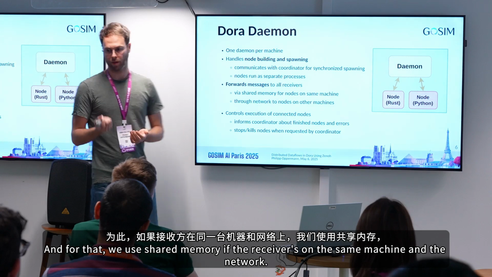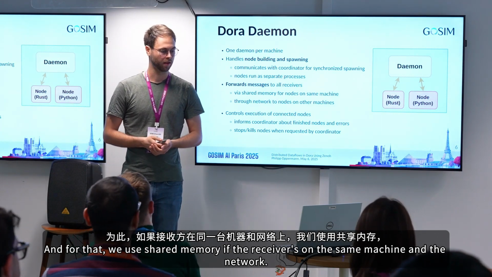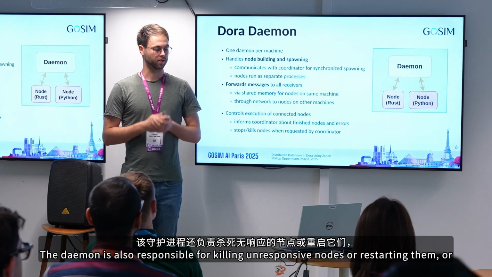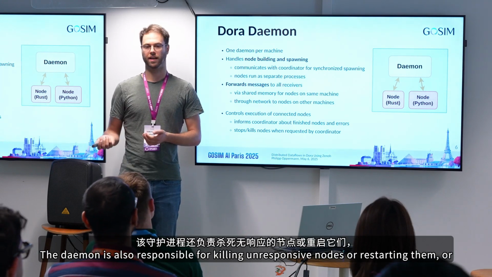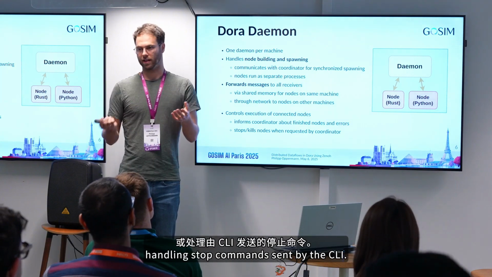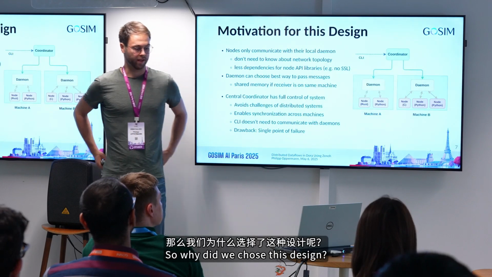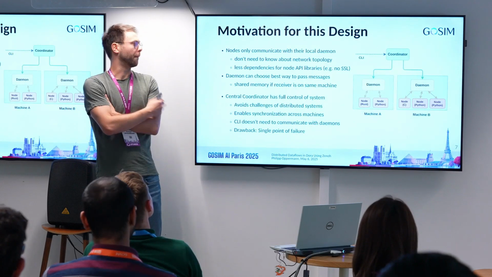And for that we use shared memory if the receiver is on the same machine, and the network otherwise. The daemon is also responsible for killing unresponsive nodes or restarting them, or handling stop commands sent by the CLI. So why did we choose this design?